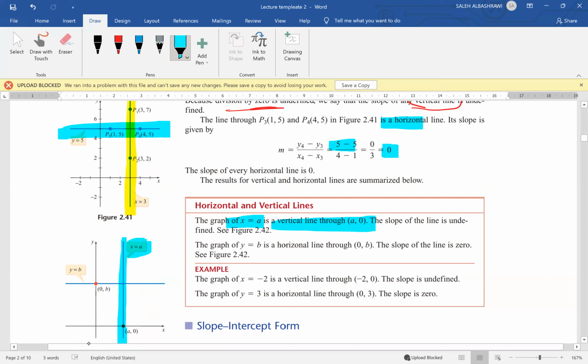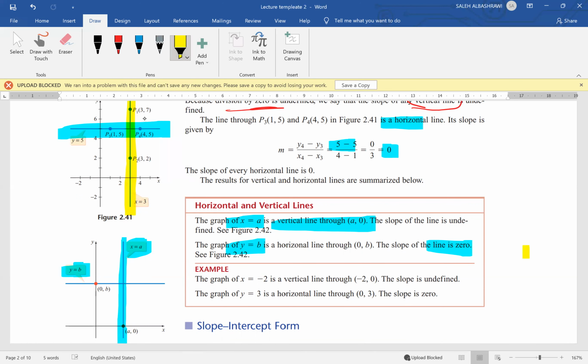The graph of y equal to b is a horizontal line. This is y equal to b. There is no x. So we can see clearly that for the vertical line, there is no y. It is just x equal to some constant. For the horizontal line, we have y equals some constant. There is no x. And the slope of the horizontal line is 0. So the vertical line has an undefined slope, and for the horizontal line, we have slope equal to 0.